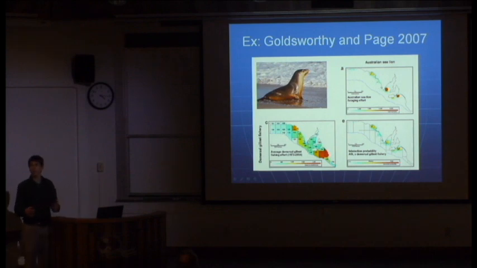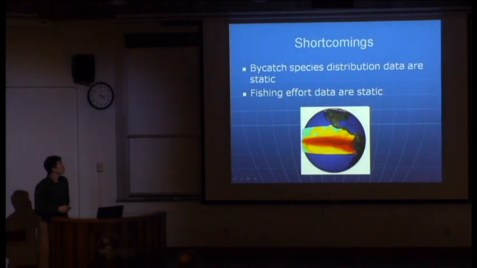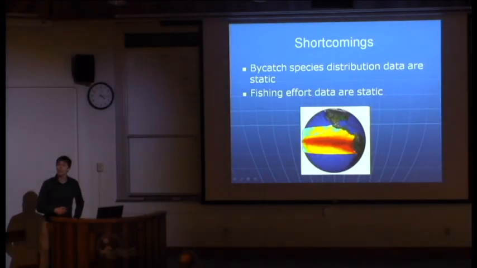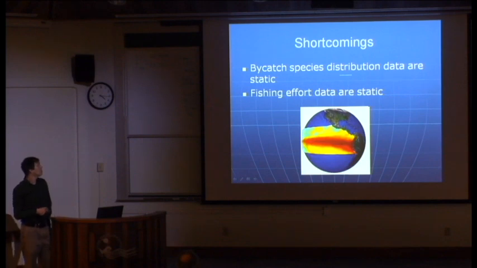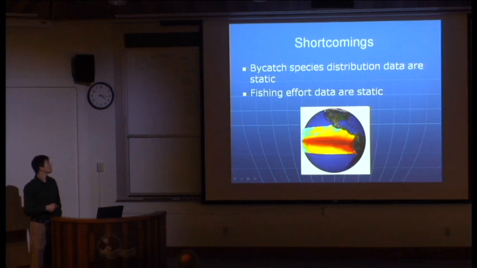So this is a great example of where you can look at overlap just using static maps and then assess, okay, this is where the probability of interactions is highest. This is where we need to focus our mitigation efforts. This works out well, but it only works in those situations where things are static. And in reality, bycatch species distributions are rarely static.